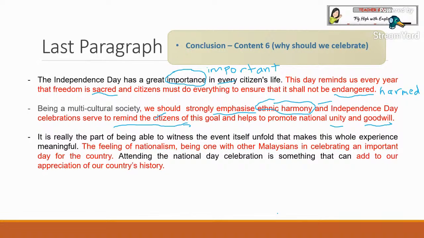Attending the National Day celebration is something that can add to our appreciation of our country history. Okay, appreciation here means, okay, appreciation of our country history. Appreciate means menghargai. You appreciate. What do you appreciate? Your country's history. Okay, so these are 3 examples of the last paragraph. So far, so good.